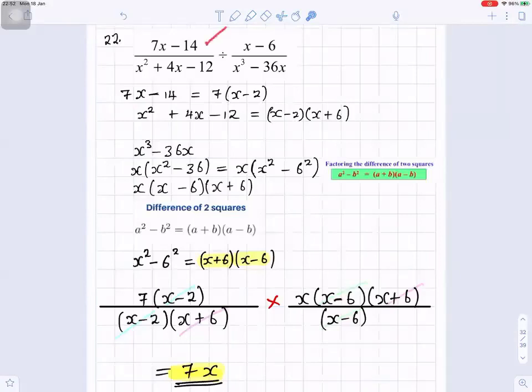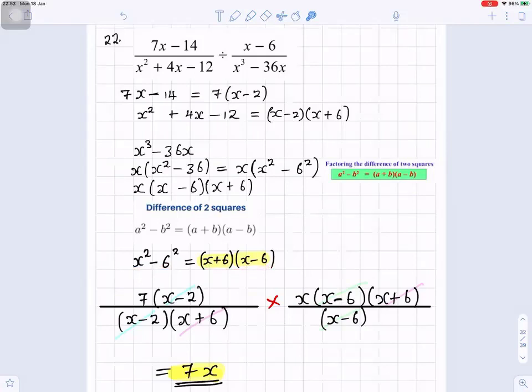So we write 7x minus 14. We can factorize it as 7 bracket x minus 2. And then x squared plus 4x minus 12, we can write it as x minus 2, x plus 6, factorizing. And then x cubed minus 36x, we can write it as x bracket x squared minus 36. And we can factorize x squared minus 36 as well. 36 is the same as 6 squared. So x squared minus 6 squared is the same as x minus 6, x plus 6, using the difference of two squares.